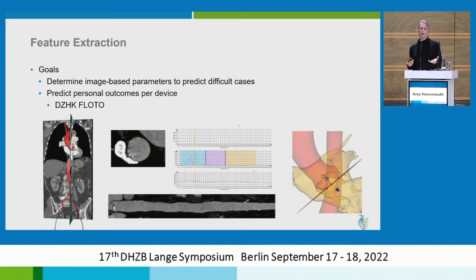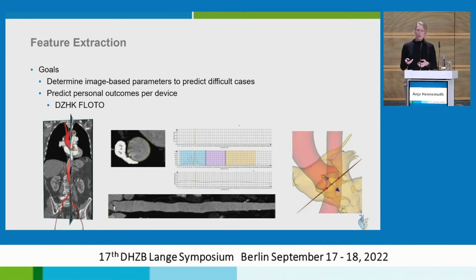So this can be descriptors of the shape. So what is the course of the aorta? What does the diameter look like? And what are certain angles between neighboring structures, such as we see here in the example of the angulation of the valve plane in relation to the LVOT and the aorta. And so we want to take those features to find out how we can predict difficult cases, or how we could predict personal outcomes for a certain device that could be implemented.